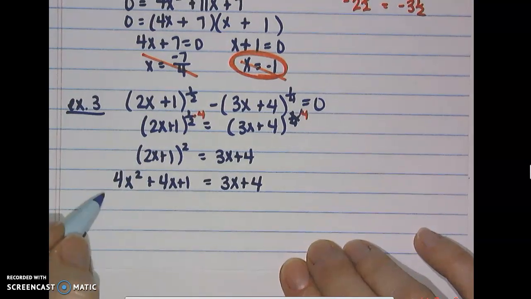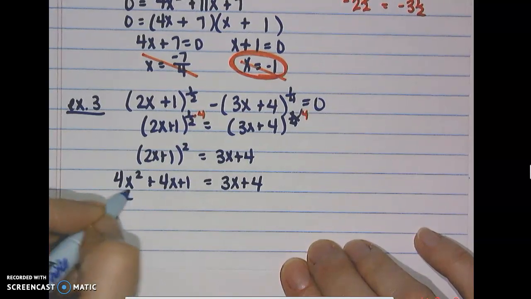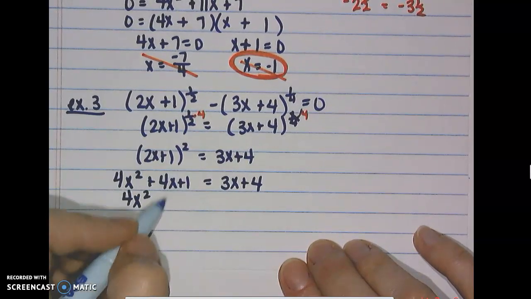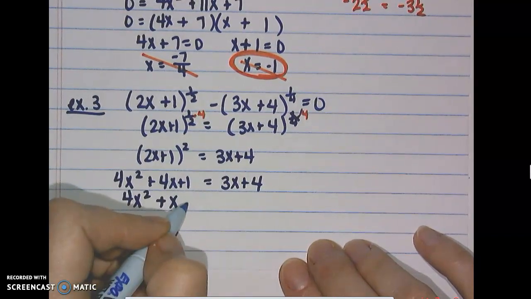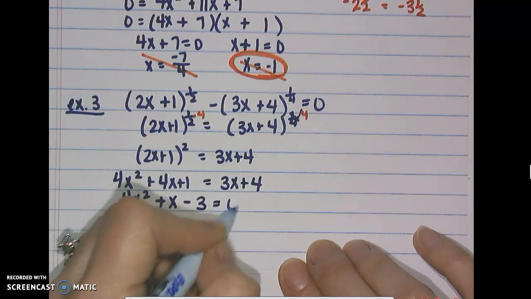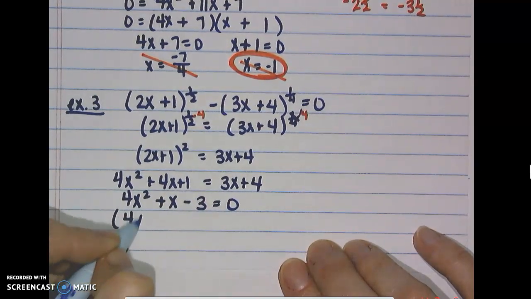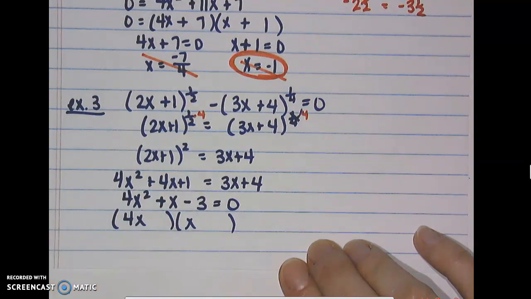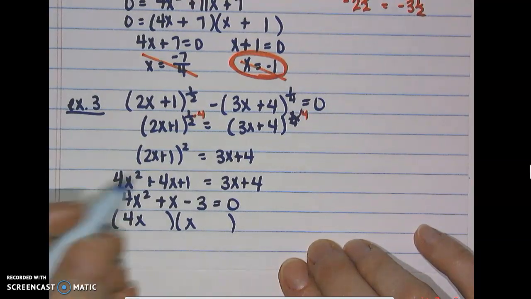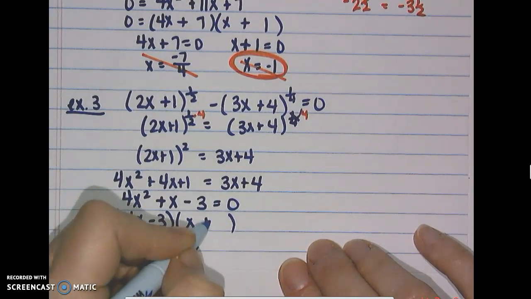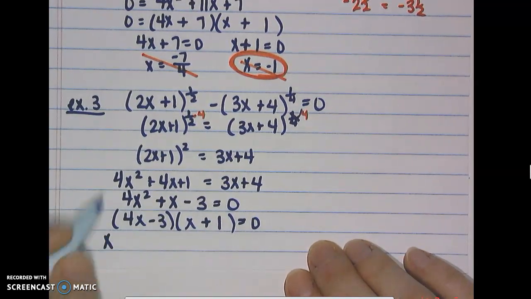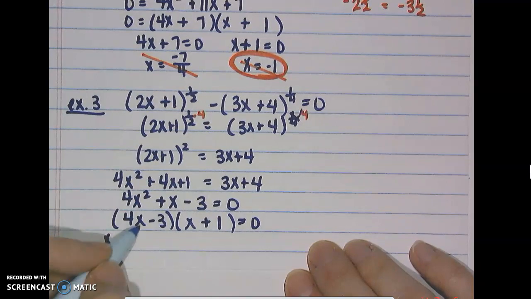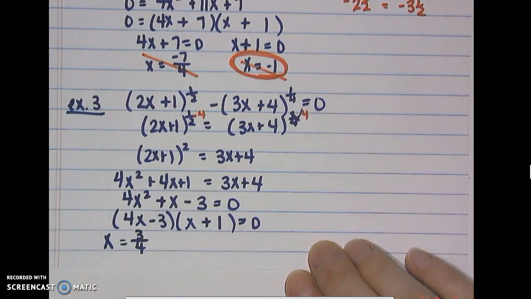And then now we're going to move over to the left, because that's where we have our positive x squared. So subtracting the 3 x's, we would get x. Subtracting the 4, we would get negative 3. And when we factor this, we're going to factor into 4x minus 3 and x plus 1. Set them equal to 0 and solve. So here we get x equals 3/4 and x equals negative 1.